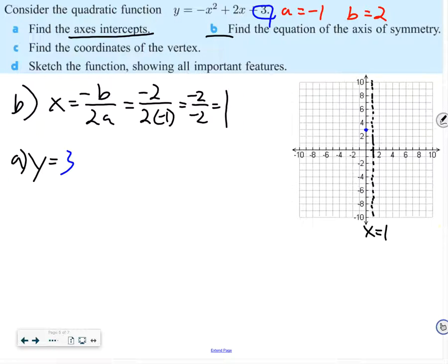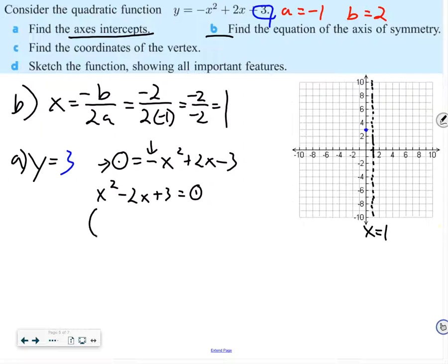Now to get my x-intercepts, that's when my y is equal to 0. So I have negative x squared plus 2x minus 3. Again, I have a negative a value here, and when I'm solving this quadratic I find it much easier to deal with a positive a value if I'm going to factor. So I'm going to move things over to the other side. So I get x squared minus 2x plus 3 is equal to 0.